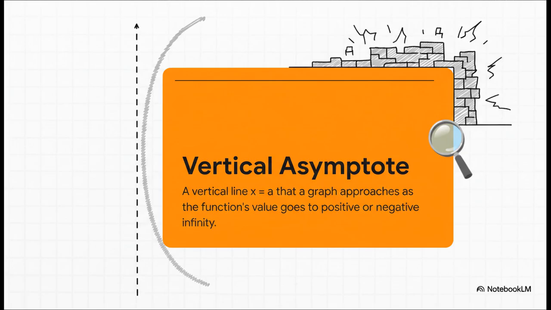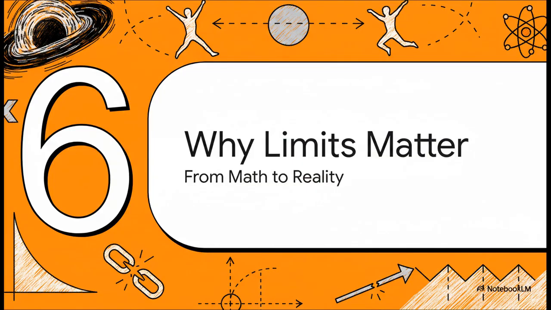So what does this look like on a graph? Well, it creates something called a vertical asymptote. Think of it like an invisible vertical wall that the function gets infinitely close to but can never ever cross. It's a boundary that the function just rides up or down forever. So, after all this, I know what you might be thinking. Okay, this is interesting, I guess, but so what? Why does describing holes and jumps actually matter in the real world?